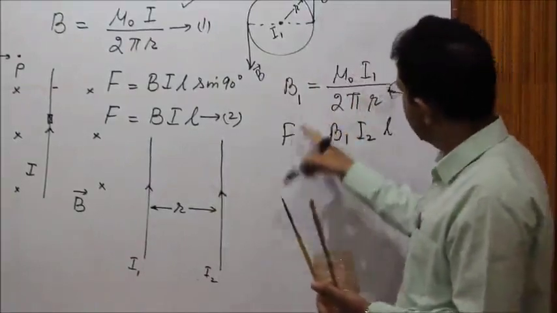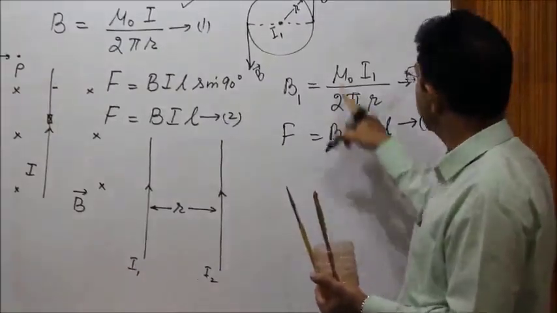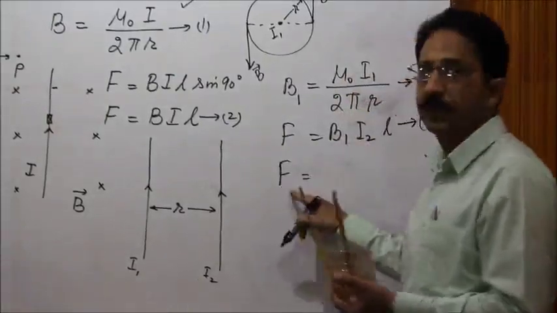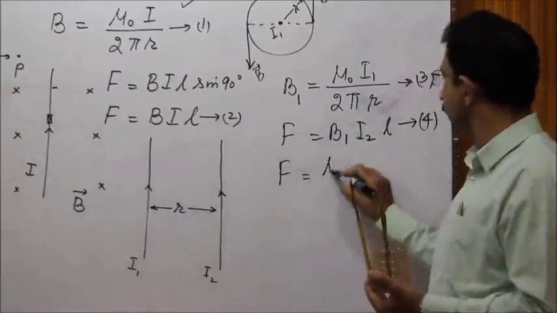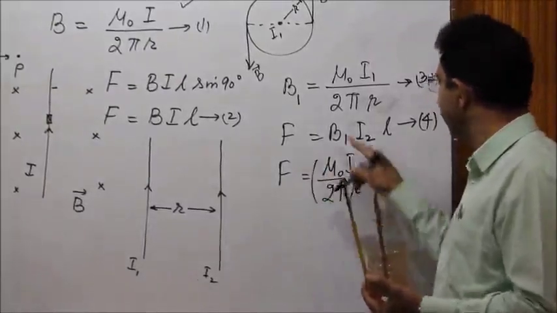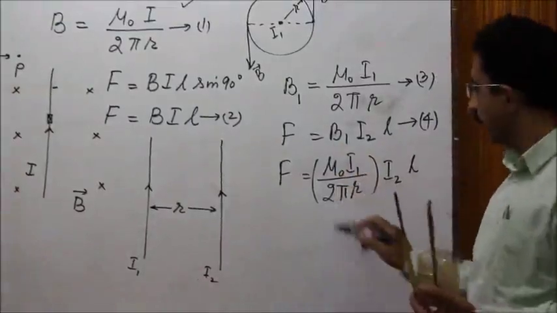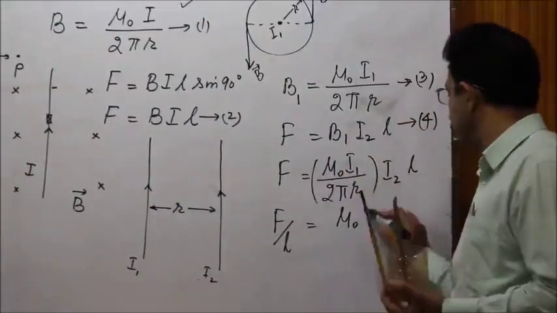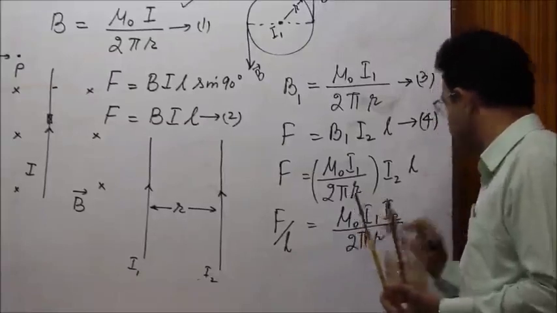Now in this equation, these two, which I call as 3 and 4, if I substitute B1 equal to mu 0 I1 by 2 pi r, so I have F. Now this F is the force experienced by the second conductor due to the current in the first conductor would be mu 0 I1 divided by 2 pi r multiplied by, तो मैंने B1 को replace कर दिया, I2 and L remain as such. Or I can say that F by L is equal to mu 0 I1 I2 divided by 2 pi r.